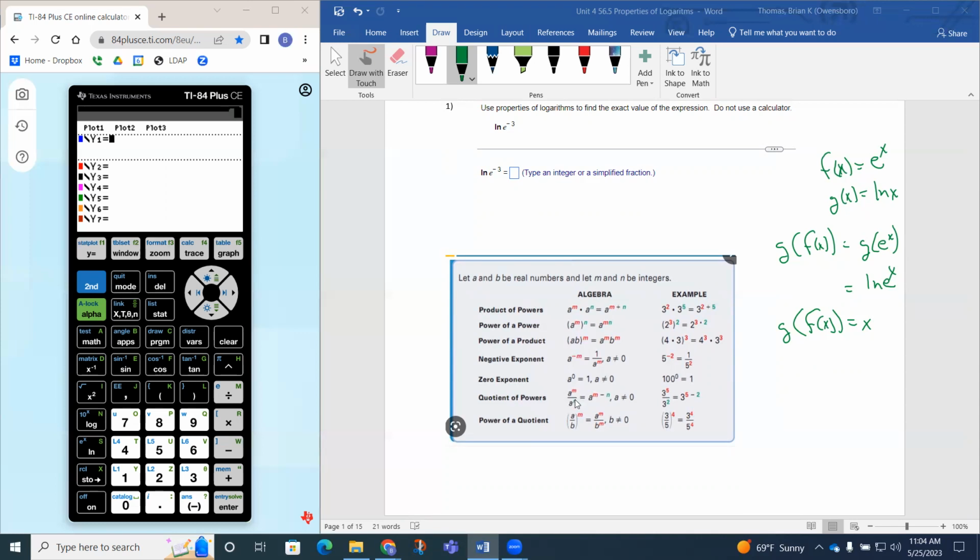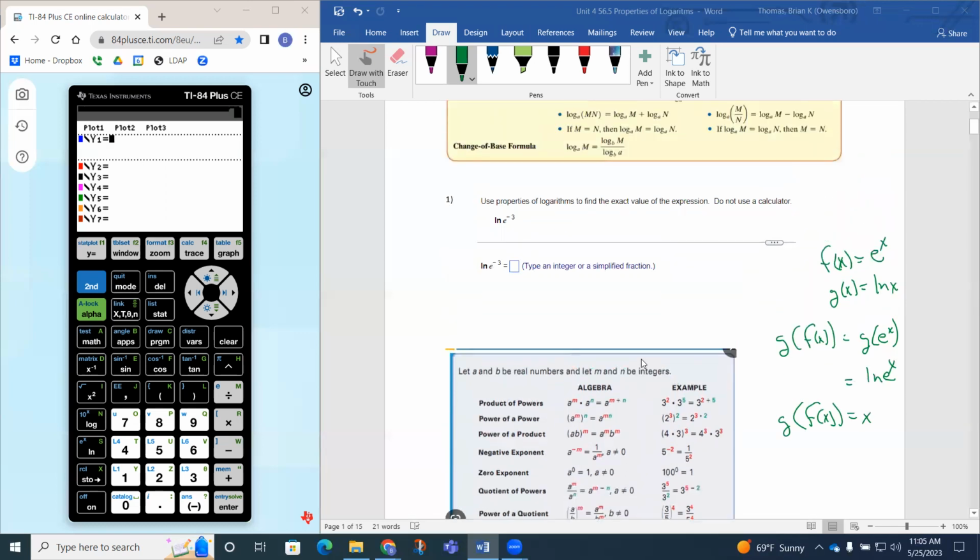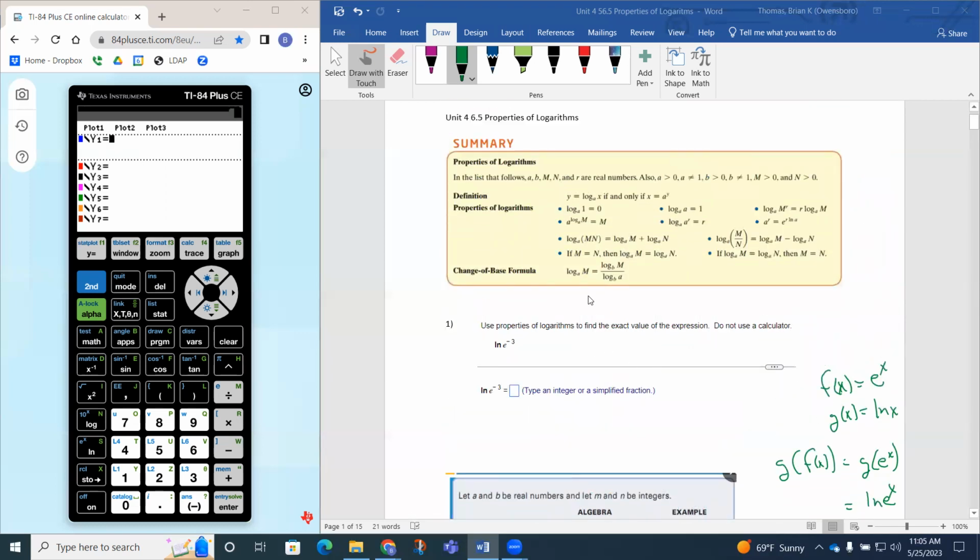Notice also the quotient one. If you have a to the m divided by a to the n, the property of exponents says if you have division involved, you can simplify this by subtracting the exponents. So if I have 3 to the 5th divided by 3 to the 2nd, notice that this is 3 to the 5 minus 2, so there's subtraction involved. So if you look at some of our log properties up here, notice that if we have the log of 1, it doesn't matter what the base is, that's going to be 0. So that's a property that we can take advantage of.